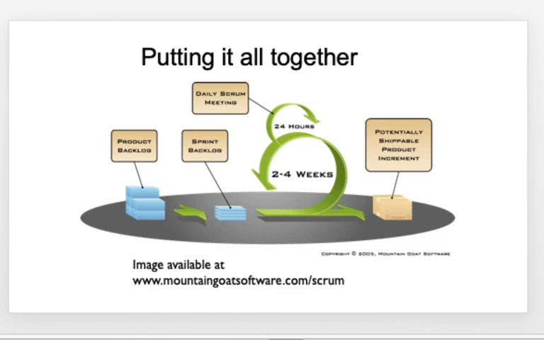So if you put all of these things together, it says the product backlog is a bigger bucket, a smaller bucket is the sprint backlog, then I have the actual sprint and I get a shippable product at the end of 2 to 4 weeks time.